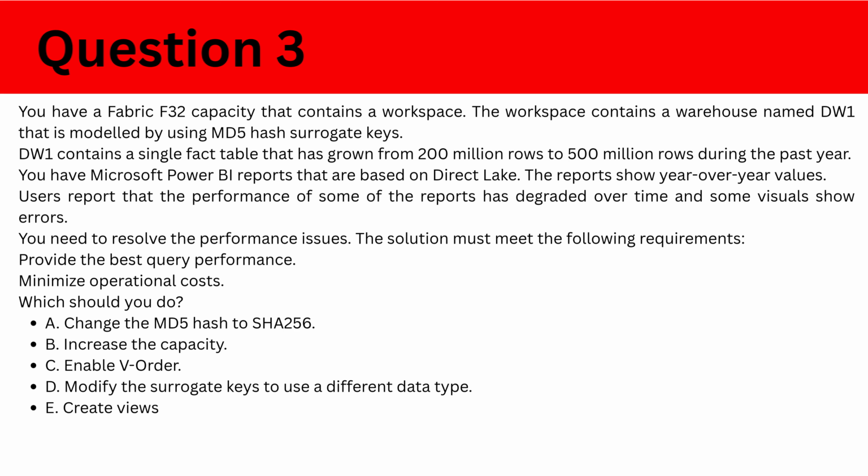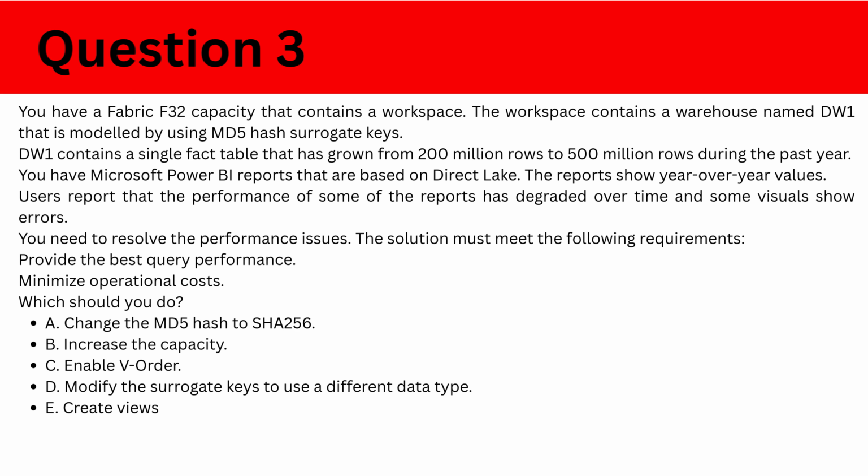Options: A. Change the hash to SHA256. B. Increase the capacity. C. Enable V-order. D. Modify the surrogate keys to a different data type. E. Create views. Before we touch the answers, you must understand Direct Lake guardrails.